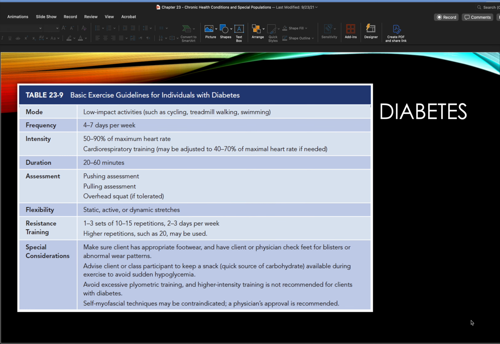There's your guidelines. Again, take a look at those. Diabetics can do a lot of the very same things that a normal person can do. It's just going to be a lot more supervised, and there's going to be a lot more structure early on so that they don't overdo it, and then they can proceed into building into it.